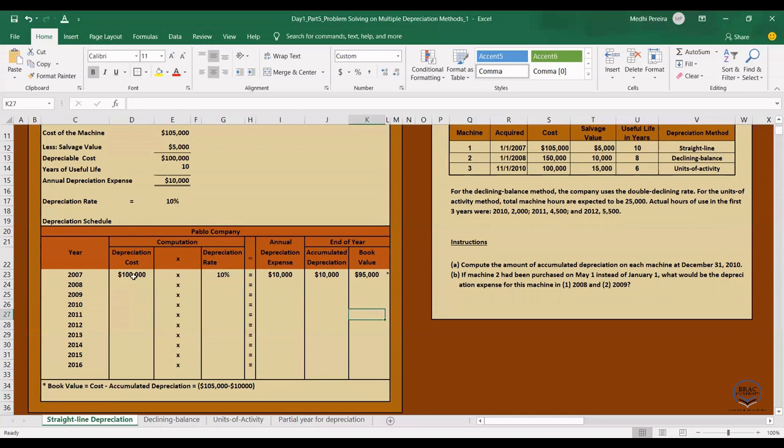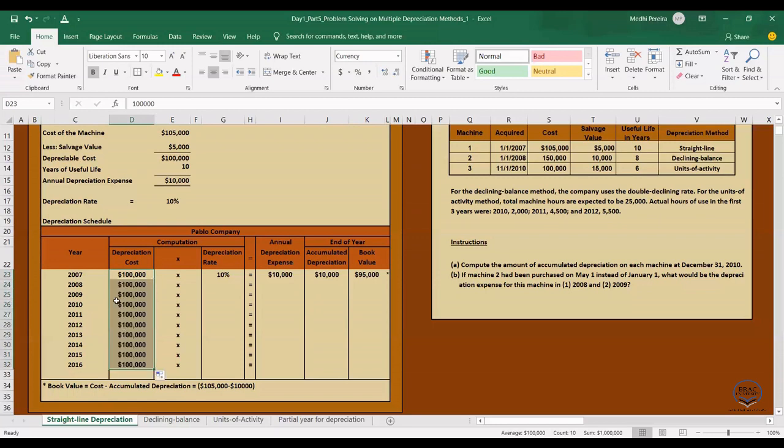Since we are doing the straight line depreciation method, we will have the same depreciable cost for all the 10 years, and we will have the same depreciation rate for all the years. And if we calculate the annual depreciation expense, it will be the same as well, because we are multiplying the same two figures. So the annual depreciation in case of straight line depreciation method is the same. We will have to do till 2010.